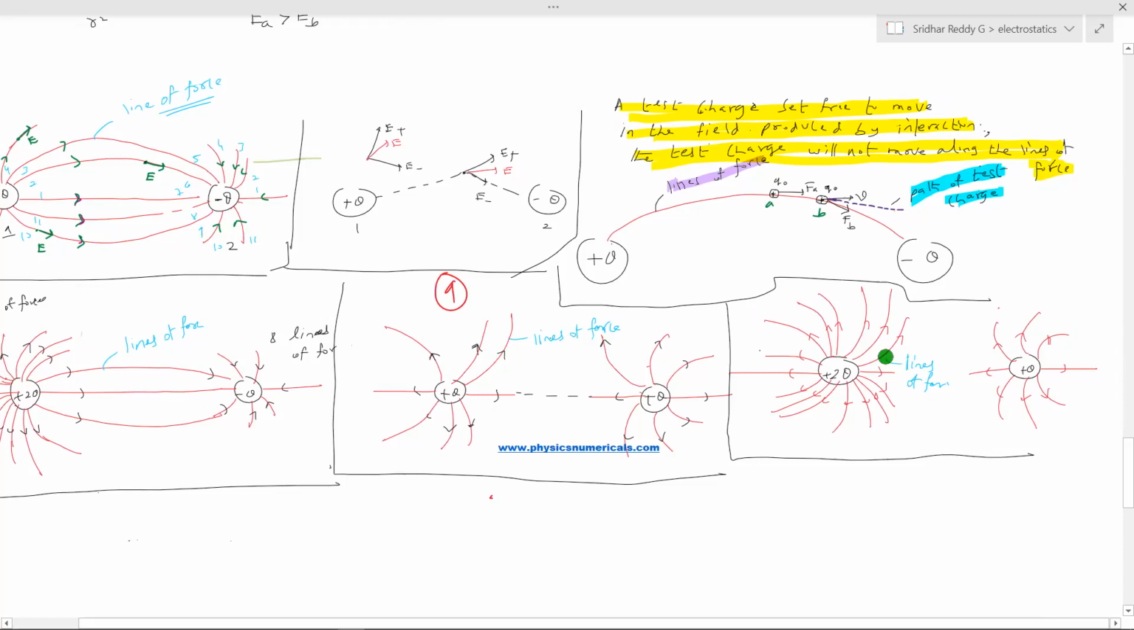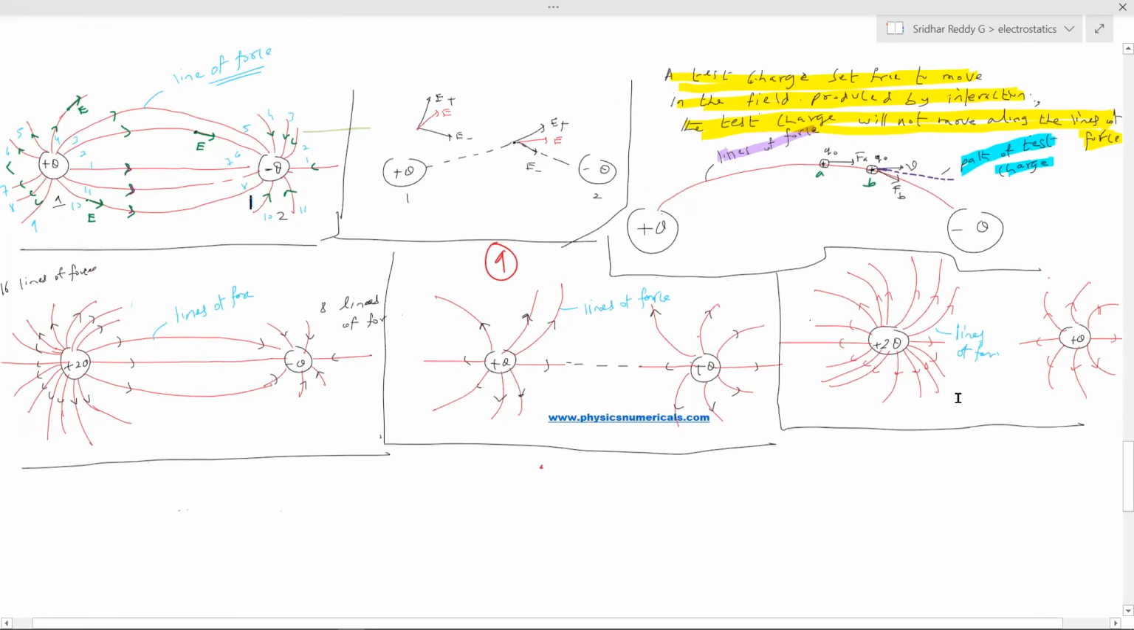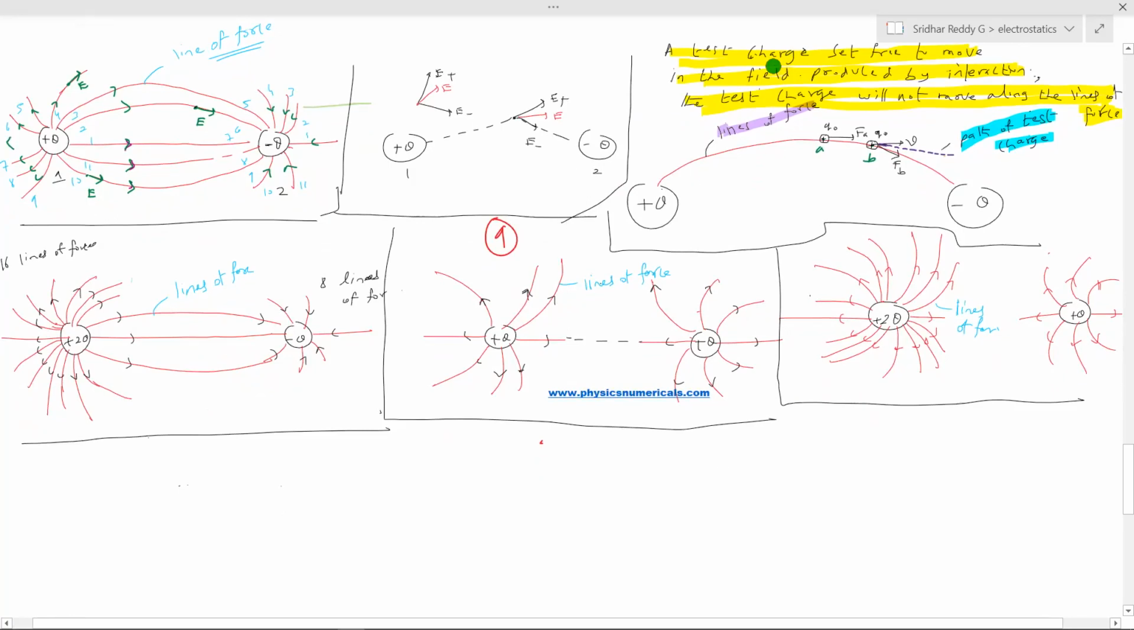I would say plus 2q and another is plus q. Then again, the number is the same here. If I assume 16 lines, then here 8 lines of force should come. And the lines of force, I'm showing it in this way. Got the idea? Okay, one more small, very important piece of information. Let me share it. Then I'll come back to this one.